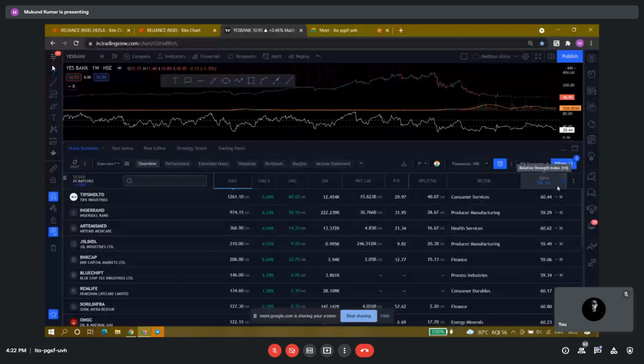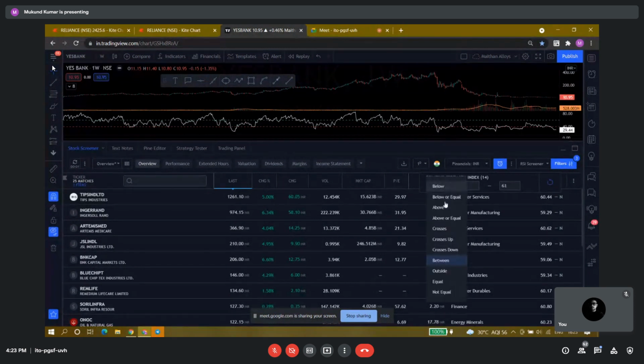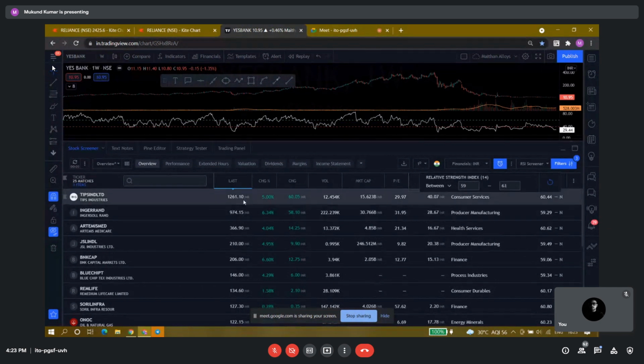Is it clear? I think it is visible to you all. Once you click it here, you simply have to select this "in between". Once you select in between, you have to put 59 and 61. So those stocks having RSI in between 59 and 61, all those stocks will be listed here.